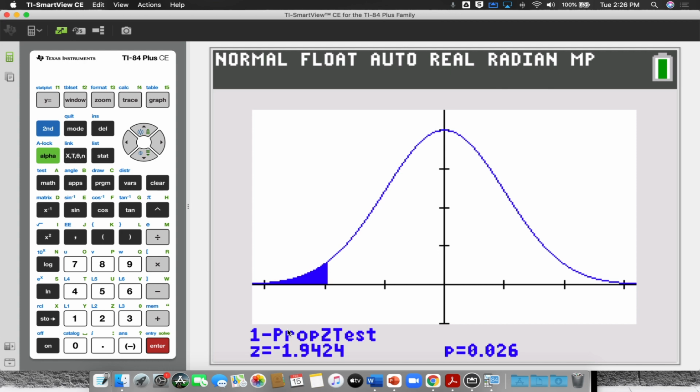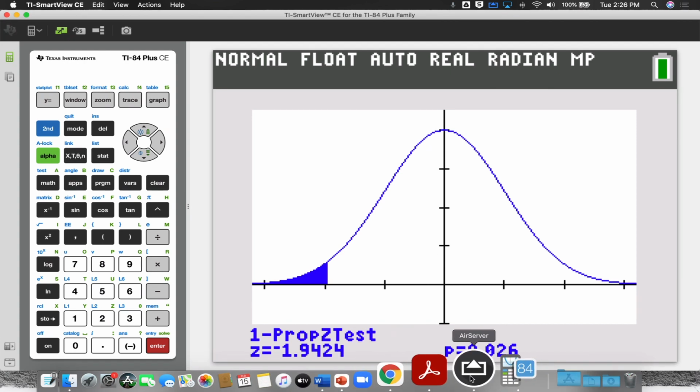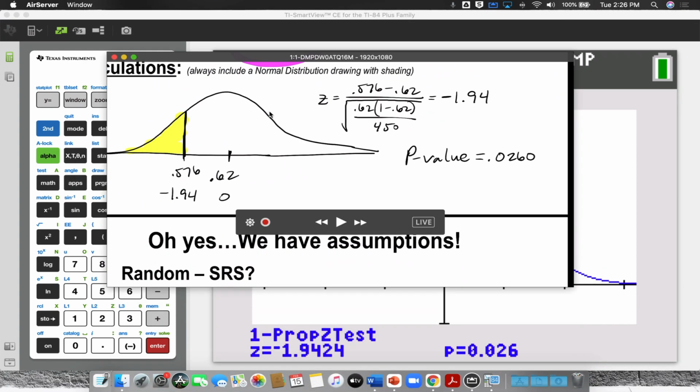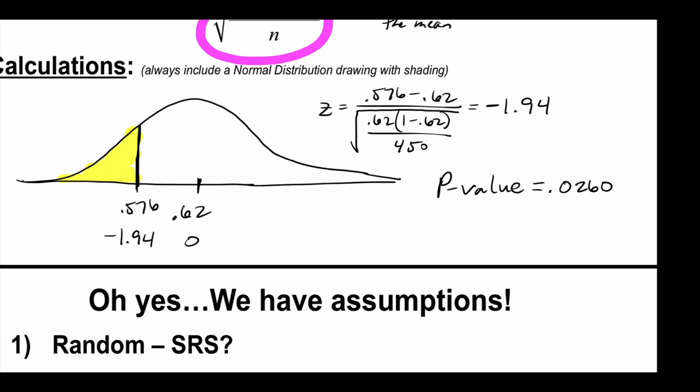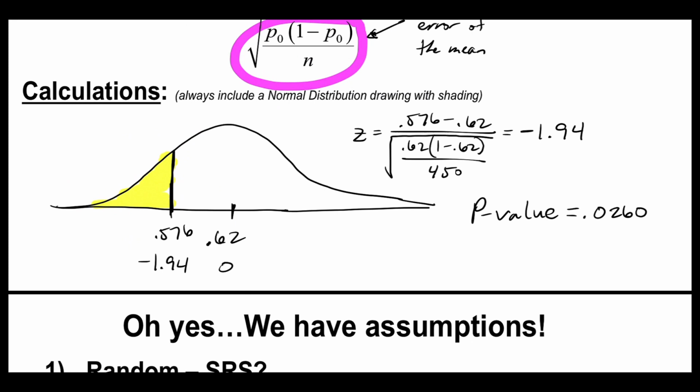Okay, so now let's get to the meat of this. The meat of this is the p-value and the conclusion. The p-value, probability value. What do you think that represents?